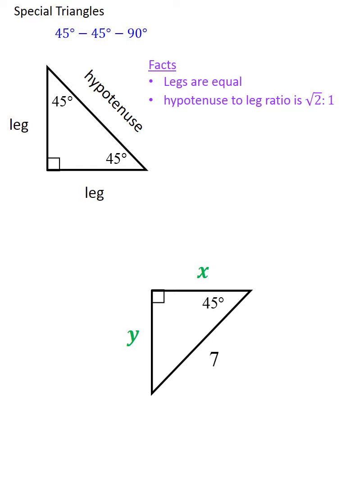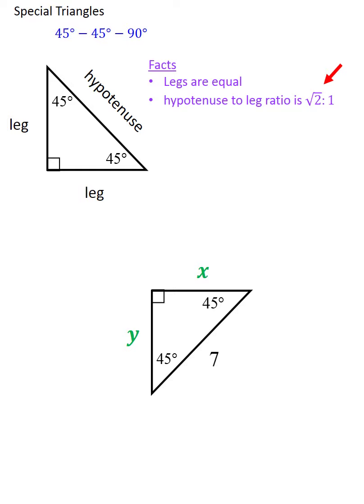Looking at the angles of the triangle, the first thing we can deduce here is that since this angle is 45 degrees, so must the other one be. That makes the angles add up to 180 as they always do in a triangle. So now we know we have a 45, 45, 90 triangle, and our goal is to find out the values of x and y. We can use the hypotenuse to leg ratio of radical 2 to 1.